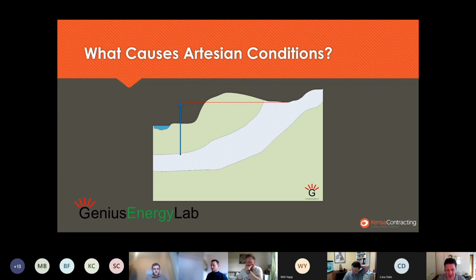Yeah, we've got a question in, and I have a feeling you may have just answered the question with regards to your slide. Are areas in the south more likely to have Artesian conditions due to the high water table in the chalk?